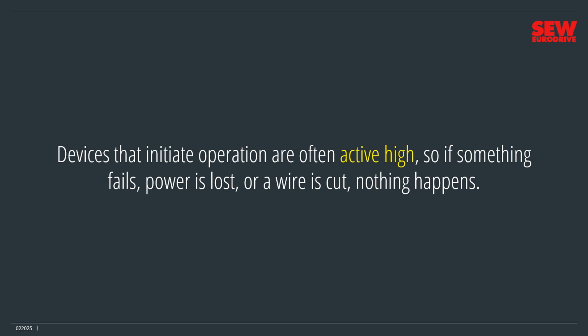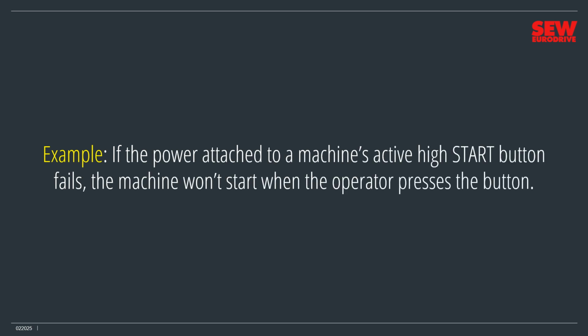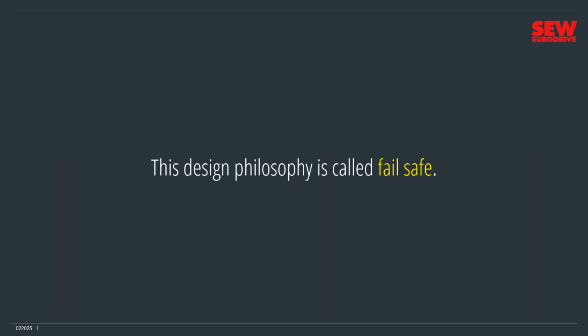On the other hand, devices that initiate operation are often active high, so if something fails, power is lost, or a wire is cut, nothing happens. For example, if the power attached to a machine's active high start button fails, the machine won't start when the operator presses the button. Annoying, but harmless. If the button were active low, however, the machine would start unexpectedly if the power attached to the button fails. Yikes, bad idea. This design philosophy of ensuring that equipment behaves safely during a failure goes by the name failsafe.